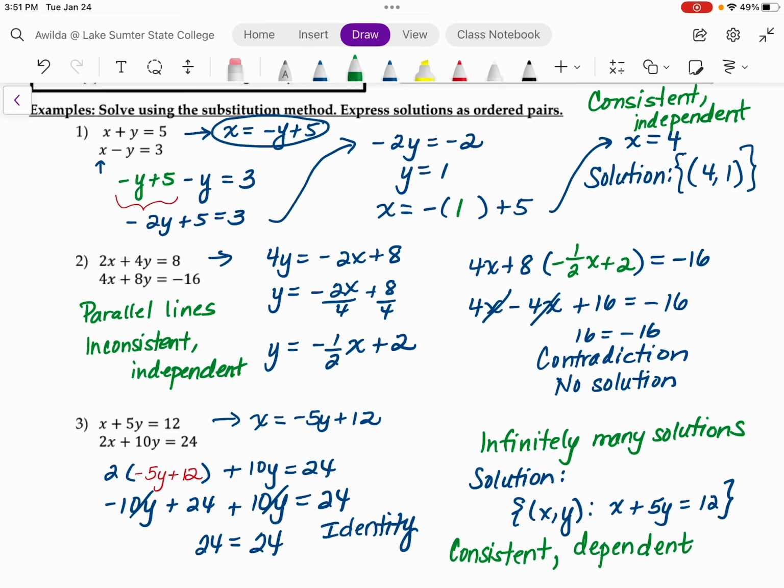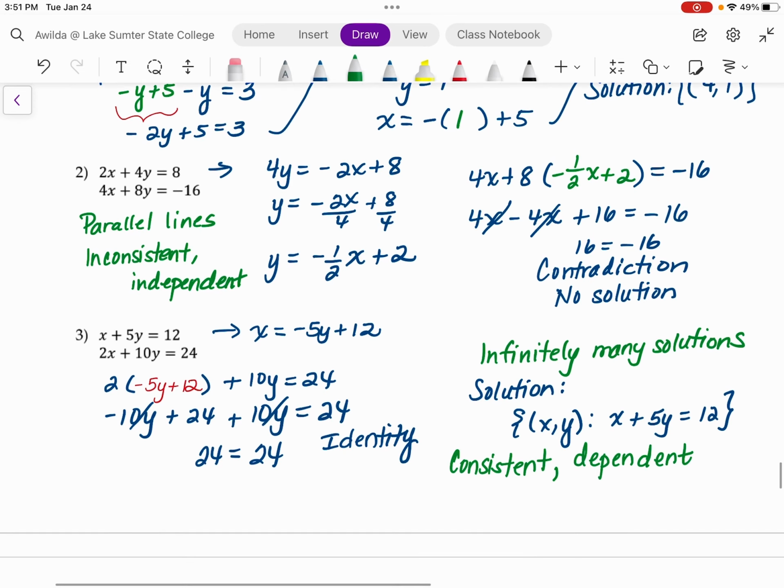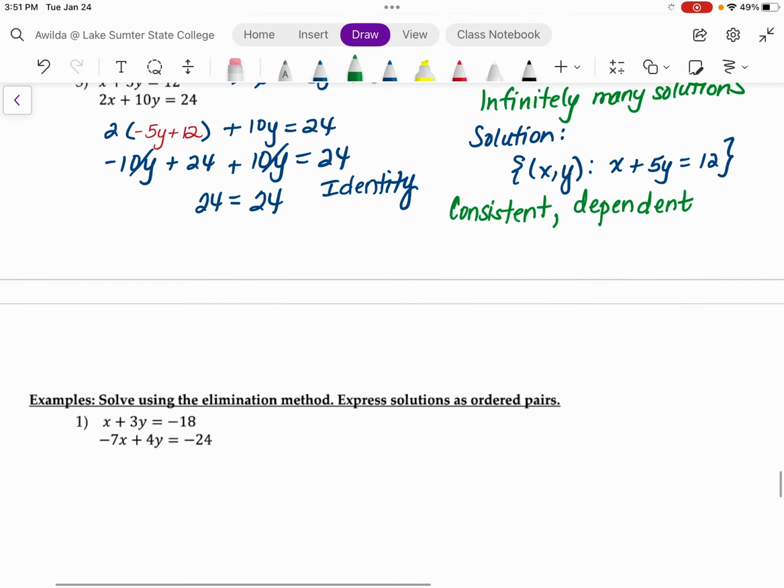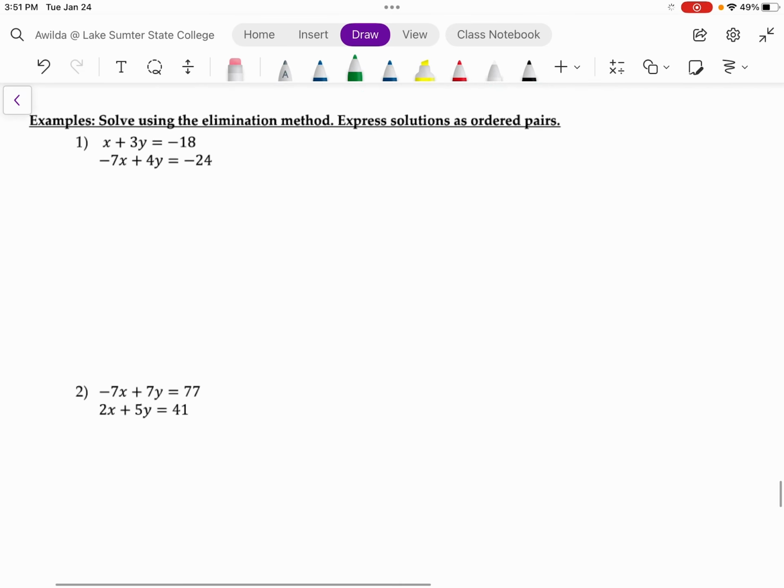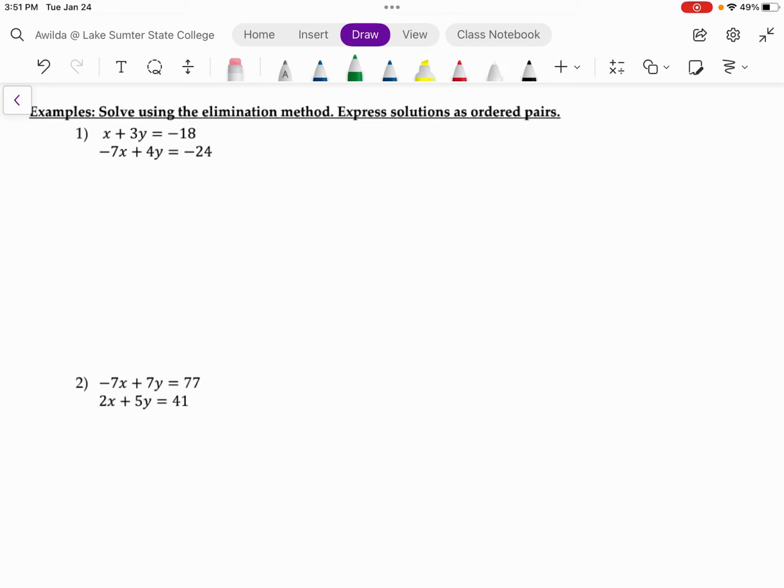Now that we've reviewed how to use the substitution method, let's look at how to use the elimination method, otherwise known as the addition method. The idea behind this method is that we want to be able to combine the two equations into one by adding, with the hopes that one of the two variables will disappear. Sometimes this will happen automatically, and sometimes it does take a little bit of manipulation.